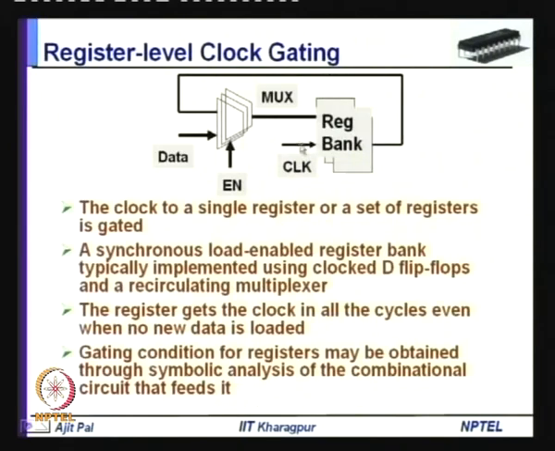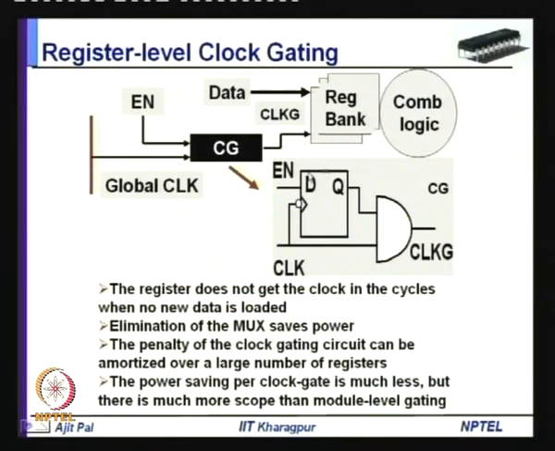Earlier we have seen it is implemented with the help of a recirculating multiplexer, which is now replaced with clock gating hardware, and a single clock gating hardware may be shared by a large number of registers. As a consequence, instead of multiple multiplexers, only one clock gating circuit will be required, and that will save power, and not only power, area. Later on we shall see some case study results.